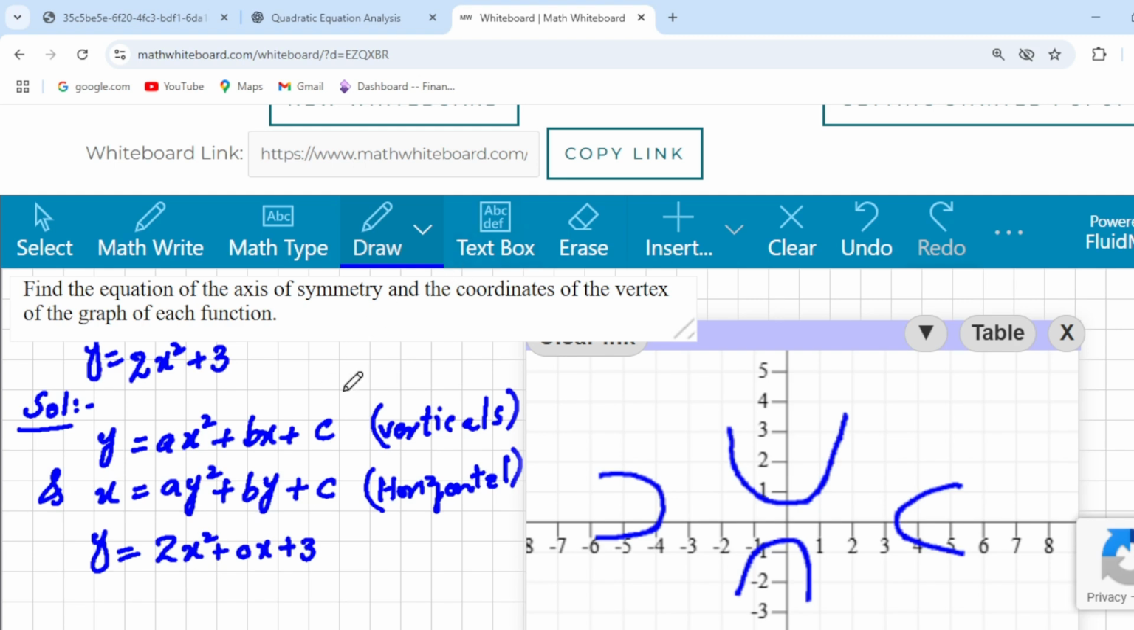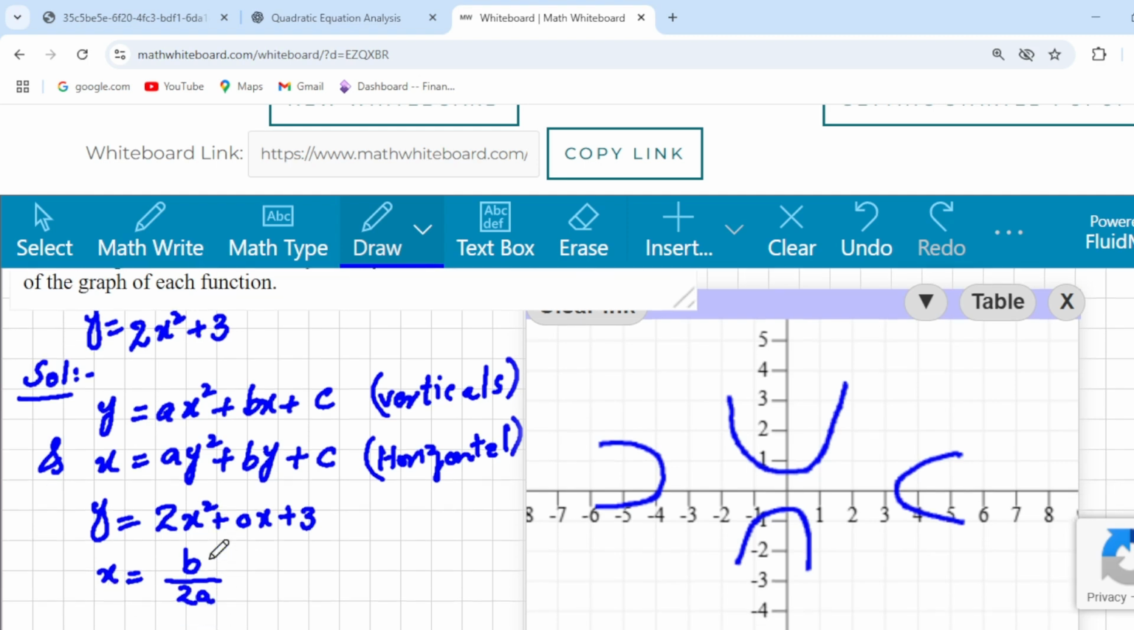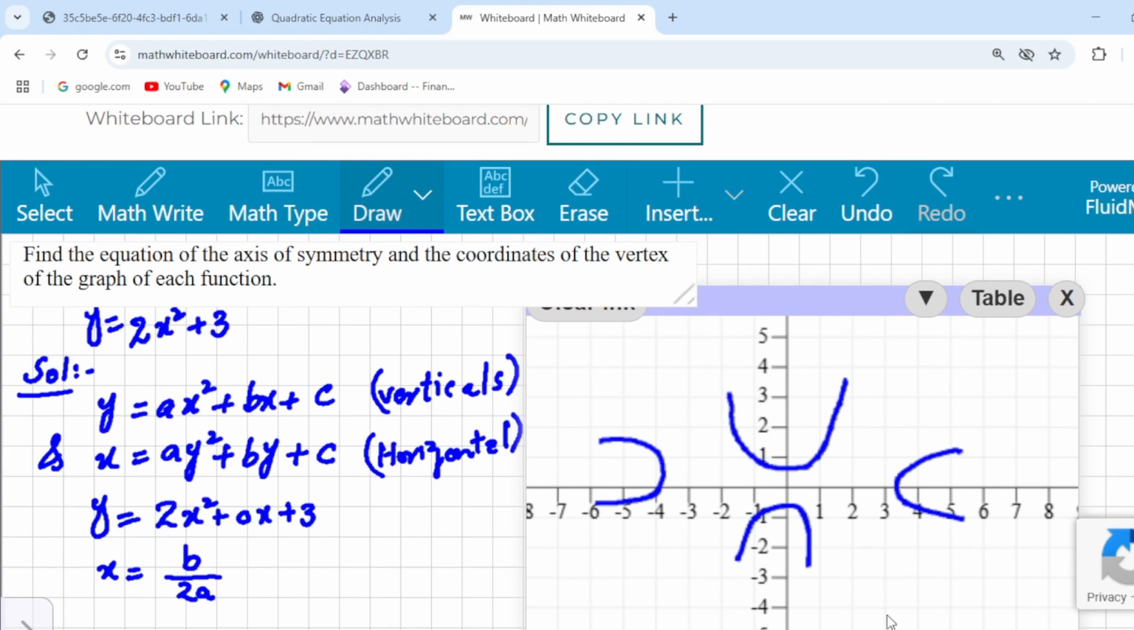For the axis of symmetry of this vertical parabola, we use x is equal to negative b divided by 2a. So this is the equation of the axis of symmetry. Here b is 0, divided by 2a, which is 2, because when we compare this equation with this, a equals 2 and b equals 0, so this is 0. Axis of symmetry is 0. The first thing asked in the question is the axis of symmetry, which is 0, and second is the coordinate of the vertex, because the vertex has two coordinates, the x coordinate and the y coordinate.